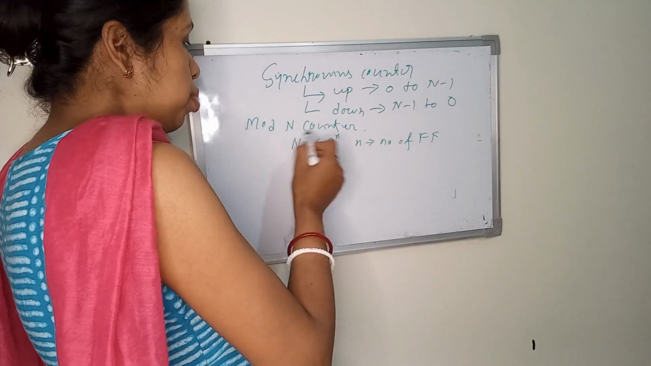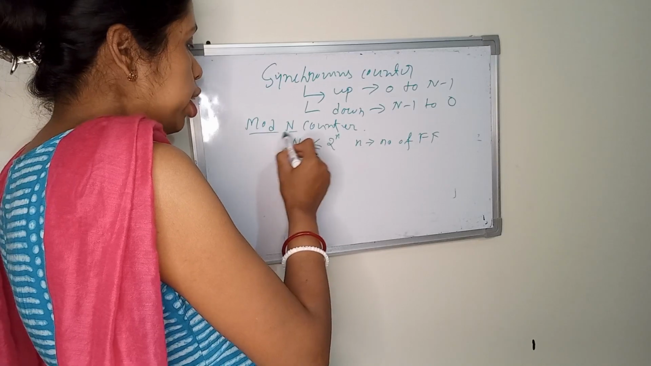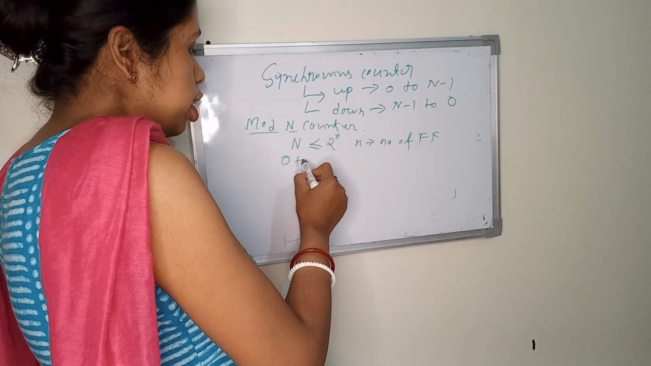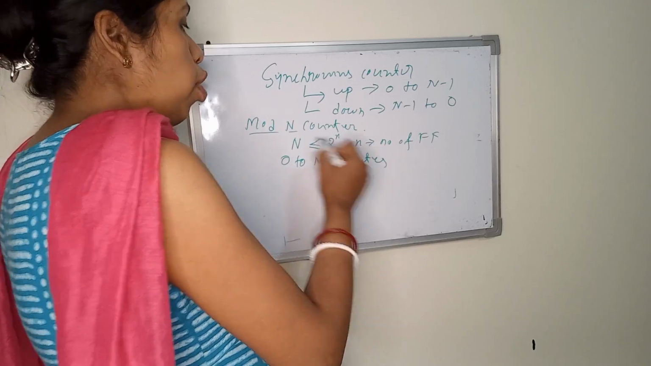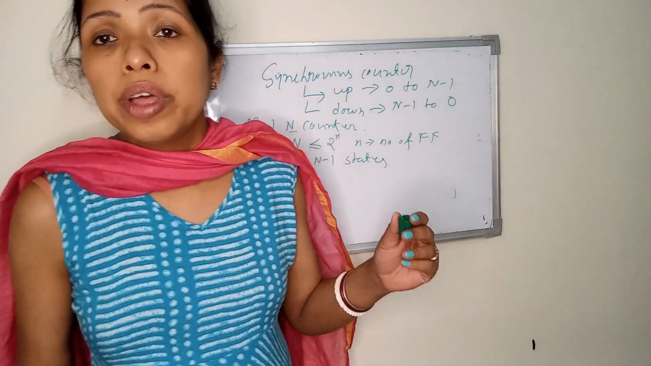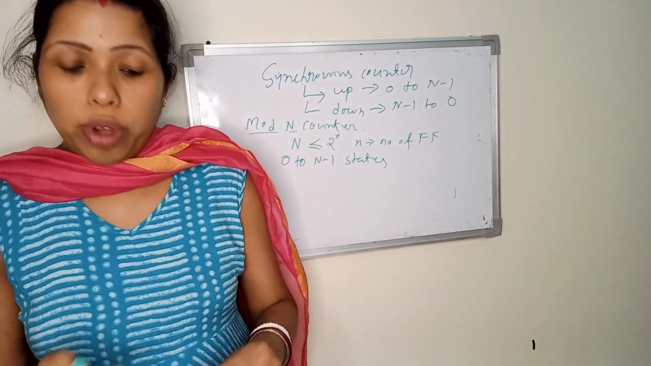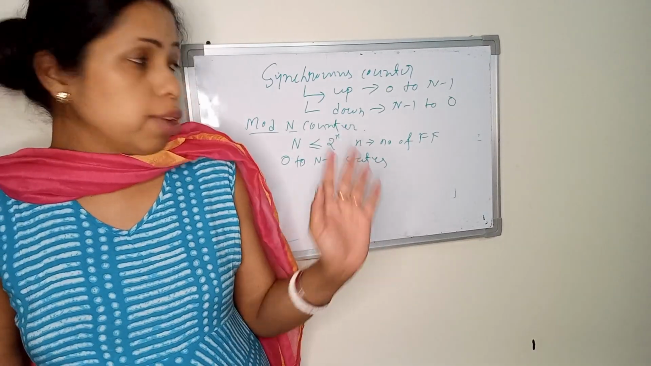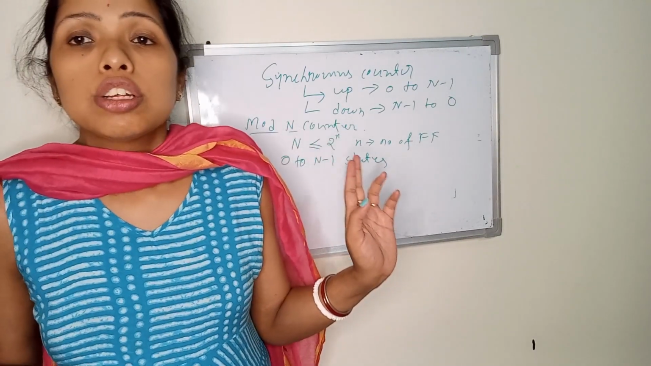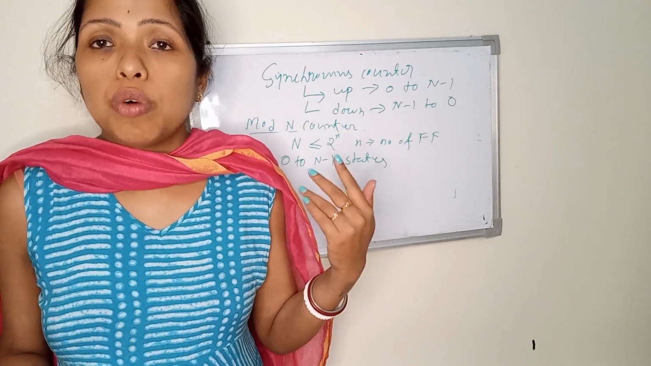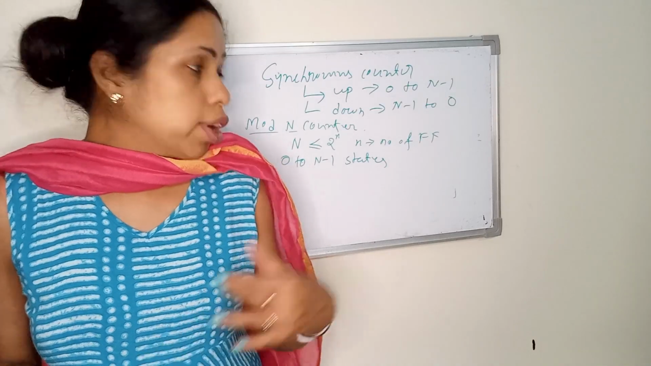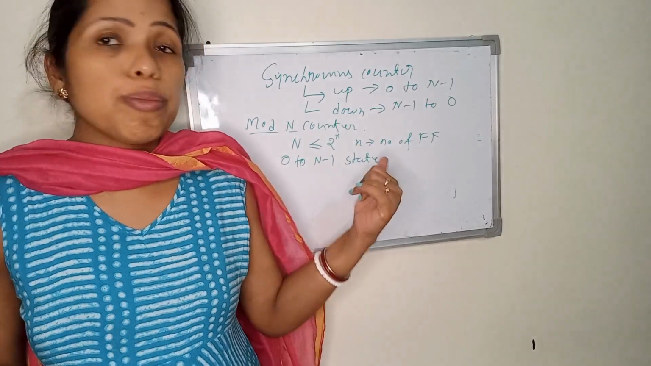Okay, and how many states are there? If you want to design a mod N counter, how many states are there? 0 to N minus 1 states are there. So a mod N counter counts the numbers from 0 to N minus 1. If you have the capital N value, the capital N should be less than or equal to 2 to the power small n, where small n is the number of flip flops.